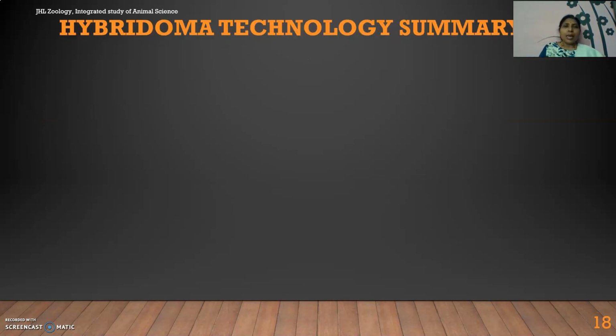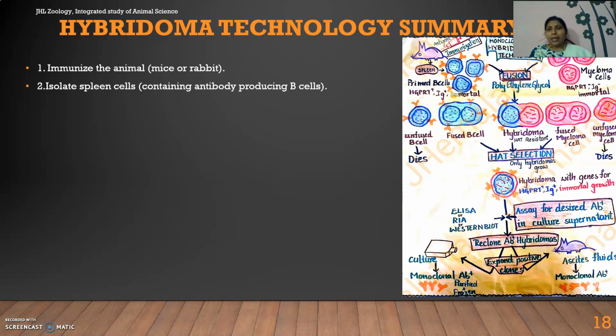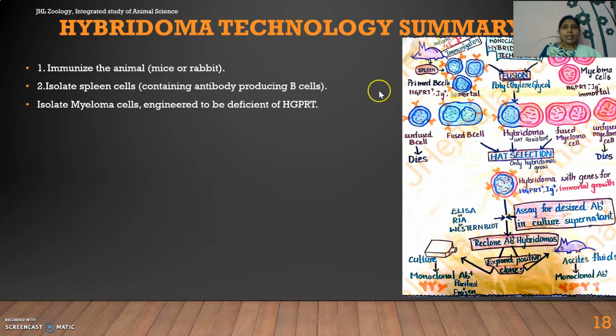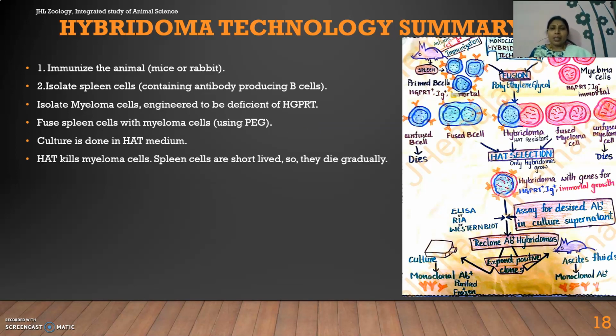So at last, let us see the summary here. First, you have to immunize the animal. Later, isolate the spleen cells, which contain the B lymphocyte cells, and isolate the myeloma cells, which are engineered to be deficient of the HGPRT enzyme, and fuse the spleen cells with the myeloma cells using PEG or the Sendai virus, etc. And culture in the HAT medium. The HAT kills the myeloma cells. Spleen cells are also short-lived, so they die gradually.